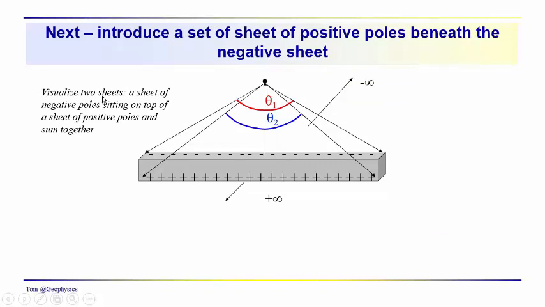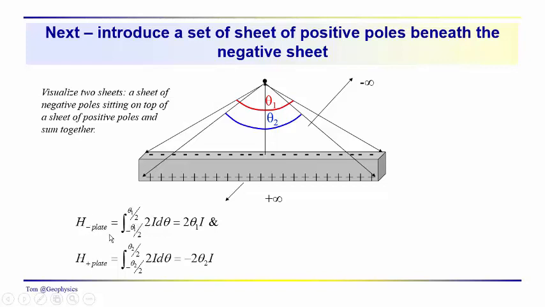So now we have to visualize two sheets, and so think of these as sheets instead of just strips, but a sheet of negative poles at the top, sitting on top of a sheet of positive poles on the bottom. We're going to sum them together. So we have these two sheets going out to infinity in the x direction, plus and minus infinity, but not going out to infinity in the y direction, going out to theta 1 for the negative poles and theta 2 for the deeper set of positive poles.